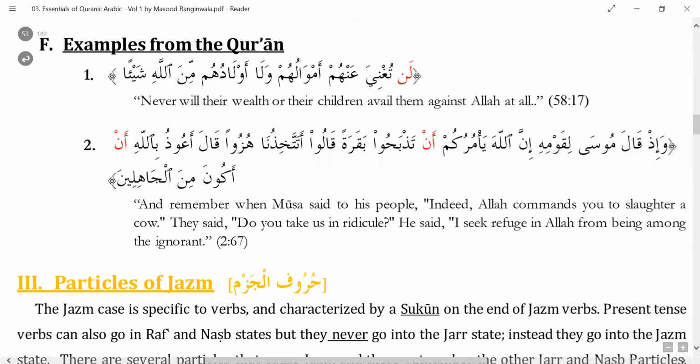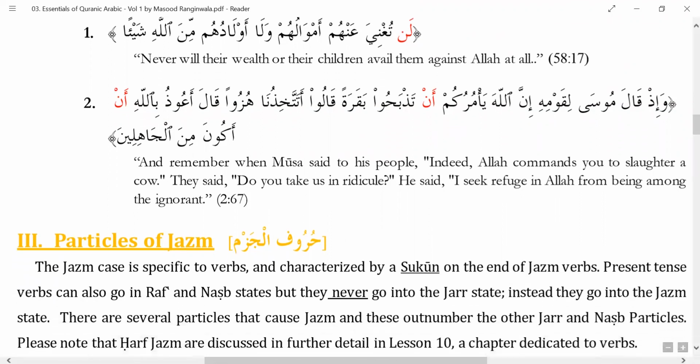So here there are some examples mentioned. For example, لن تغني عنهم أموالهم ولا أولادهم من الله شيئا. Lan is will never. Never will their wealth nor their children avail them against Allah at all.